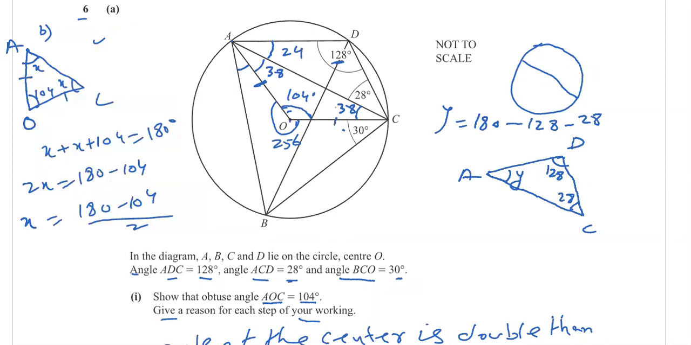Now, let's consider this whole cyclic quadrilateral, because ABCD is a cyclic quadrilateral. And the sum of opposite angles of a cyclic quadrilateral should be 180. It means this total plus this total must be 180 degrees. Let's suppose I say this angle is Z. So what should Z be? Z should be 180 minus 28, 38 plus 30 plus 24 plus 38.